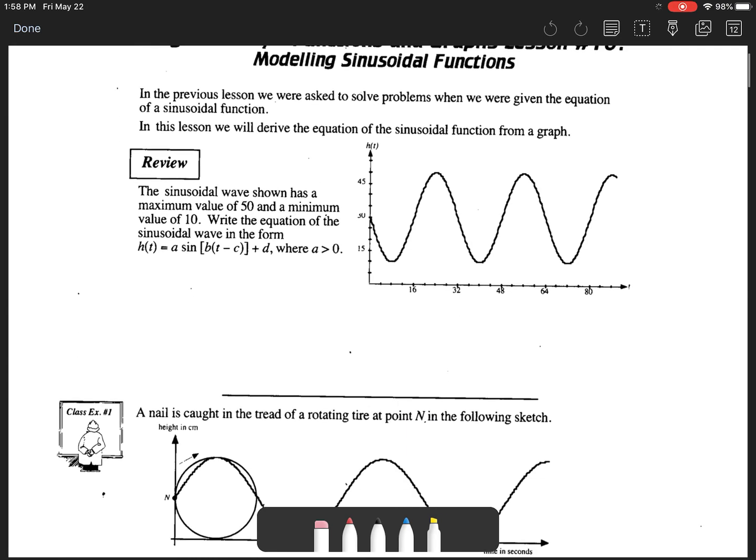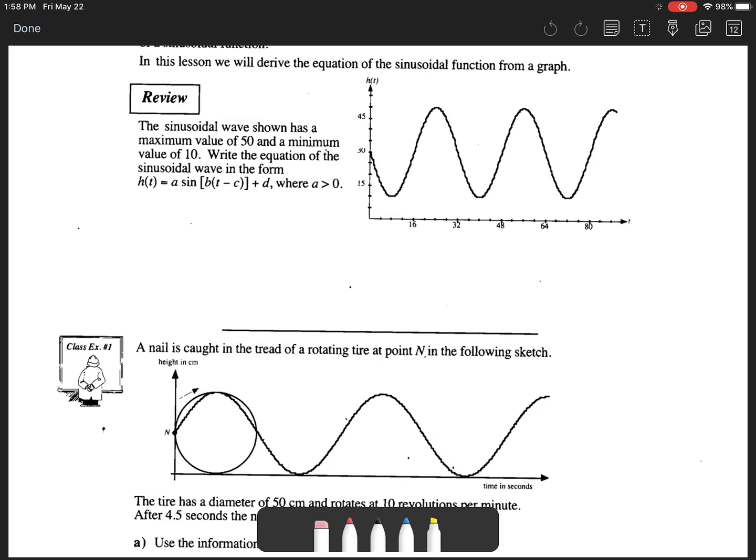and then from there answer whatever question they are asking us. So in the warm-up here, just the review, it says this: the sinusoidal wave shown has a maximum value of 50 and a minimum value of 10. Write the equation of the sinusoidal wave in the form h of t equals a sine b t minus c plus d. And again, an important thing here is that a is bigger than 0, which means that the a value is positive. It is not negative. There is no reflection. Okay, so we are looking for the graph of sine. And we do have all four of these parameters to figure out. So that's kind of where we're going with this question.